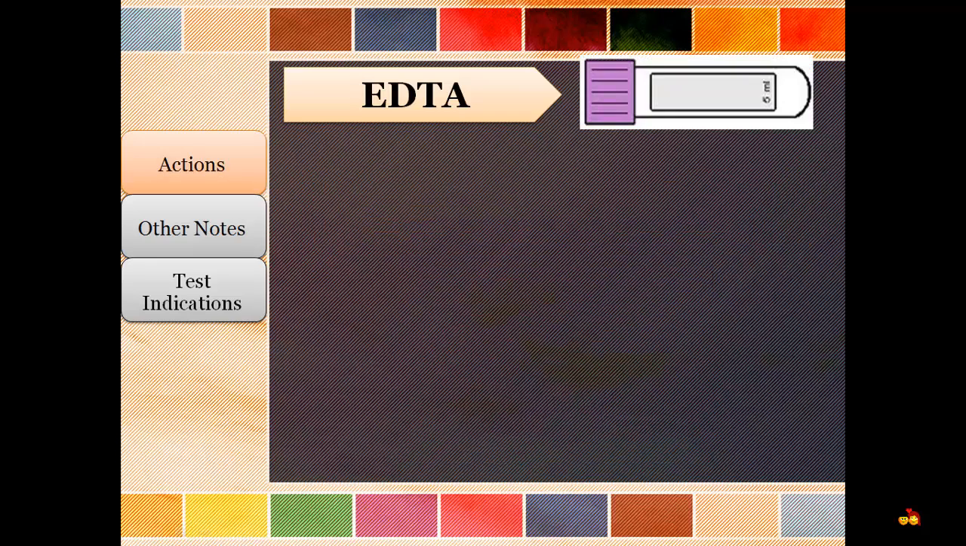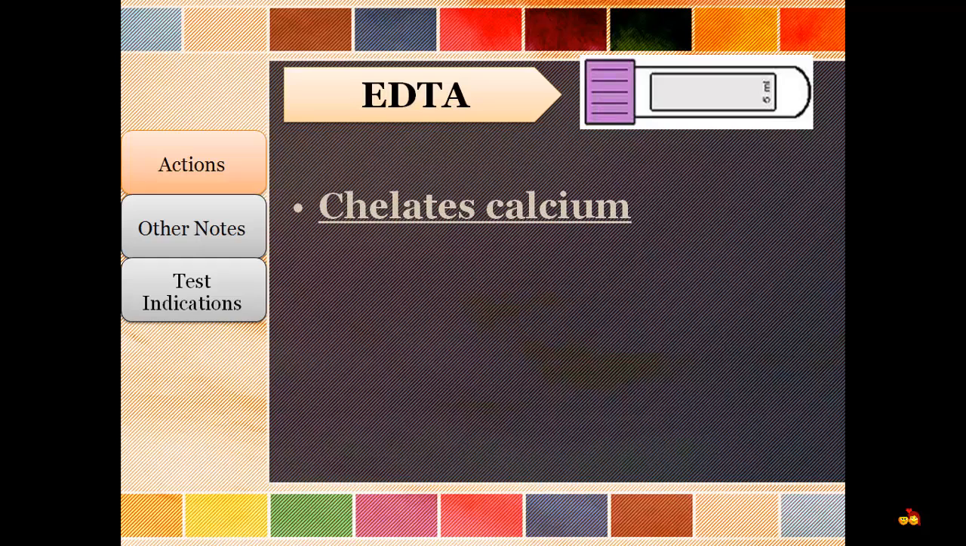Okay, so yan. We have a tube there, a purple top tube. So, what is the action of our EDTA? Alam natin si EDTA. So, dapat alam din natin kung ano yung action ni EDTA. EDTA will, yes, very good. Our EDTA chelates calcium. O, pansin ninyo, calcium na naman ang binabind ni EDTA. Kasi nga, gaya ng sabi ko, calcium will promote clot formation. So, without calcium, clot will not be formed.